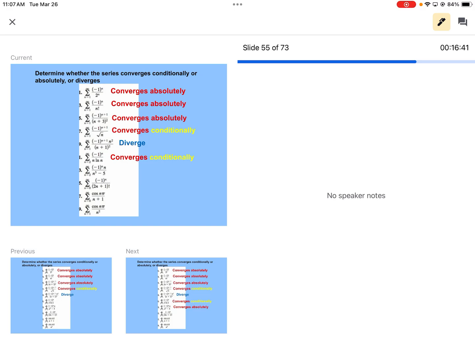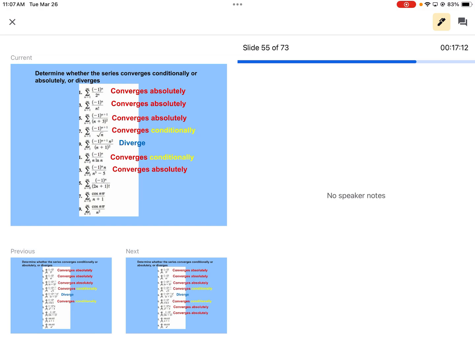What about n over n cubed minus 5? What does the original do? That would converge because the n cubed is going to get, that's mostly like a 1 over n squared, right? Similar to p series, 1 over n squared. So if that one converges, what do we know about the alternating one? Converges absolutely, yeah? All right.